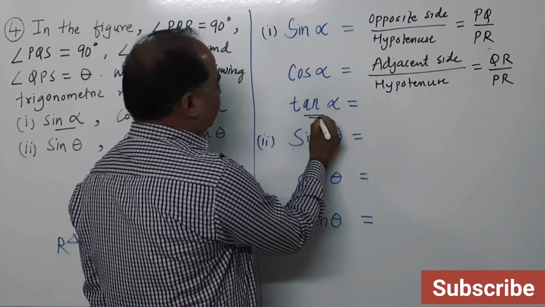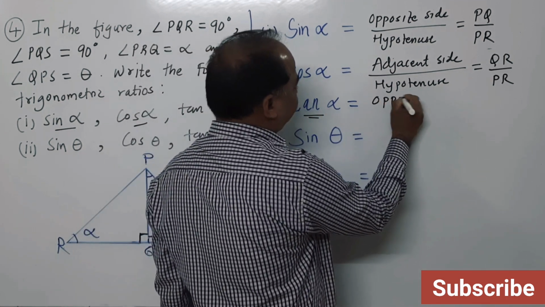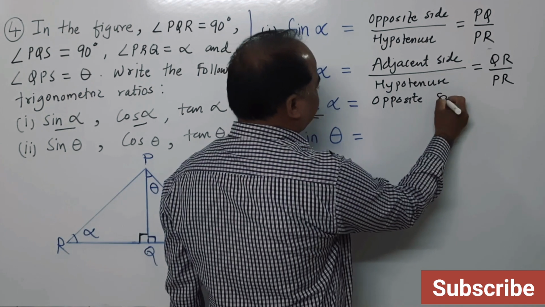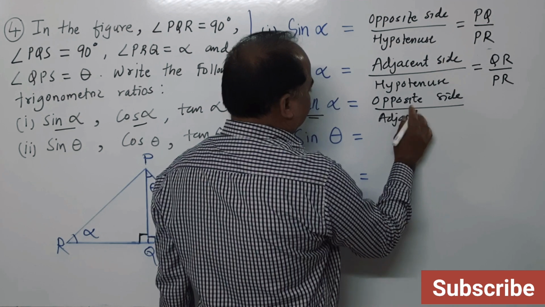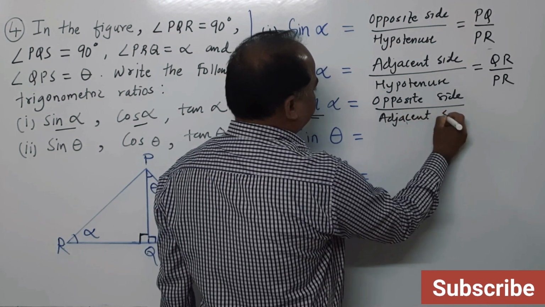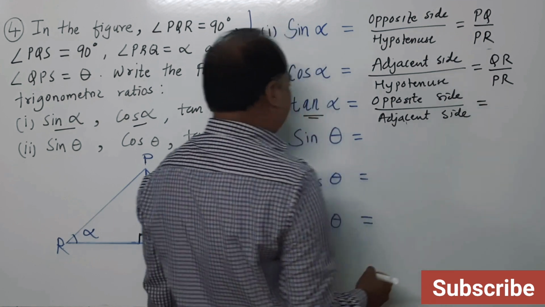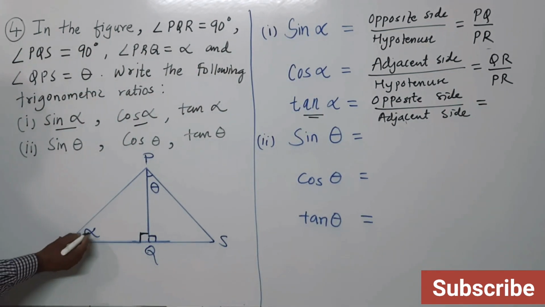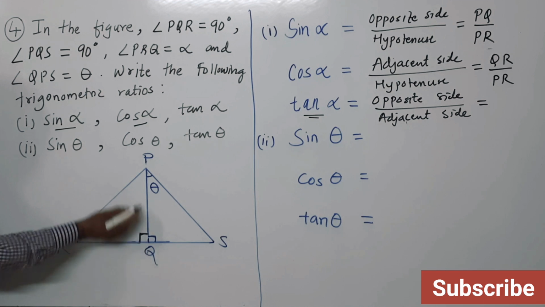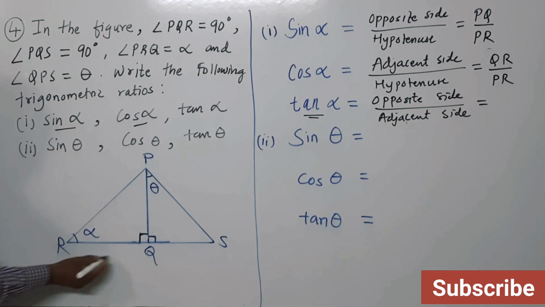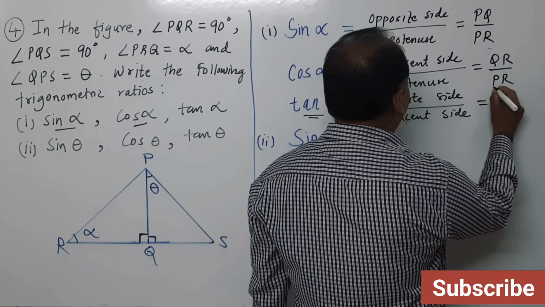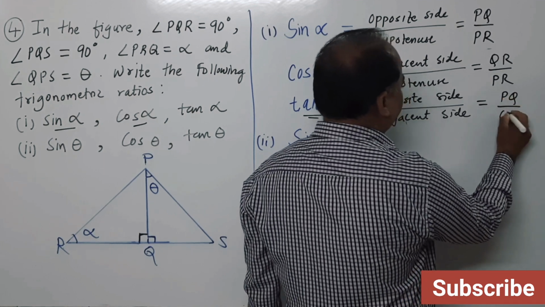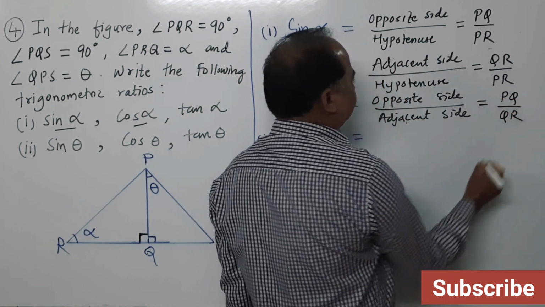Now tan alpha, the formula is opposite side divided by adjacent side. So the opposite side to alpha in triangle PQR is PQ, and QR is the adjacent side to angle alpha. So tan alpha is PQ upon QR.